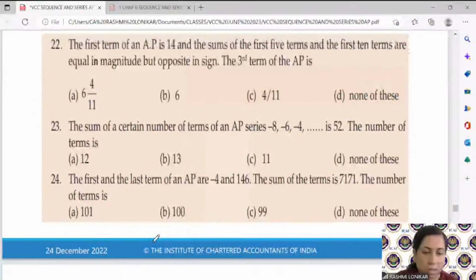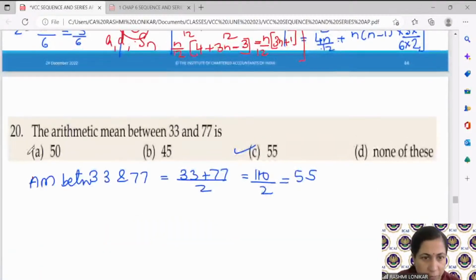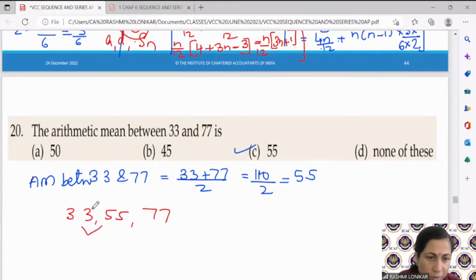It is equidistant from both the numbers. In this earlier example, now I have 33, 55, 77. What is the difference between 55 and 33? 22. How much is this difference? 77 minus 55 is again 22. So I want to put it exactly between these two. That is why I have divided by 2.